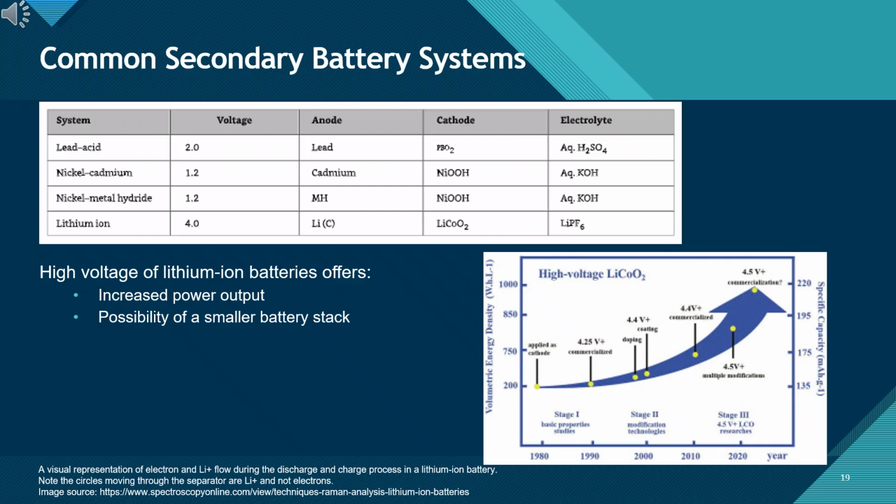Additionally, the trend chart illustrates the evolution of battery performance over time, showing a sharp upward trajectory in both volumetric energy density and specific capacity since the 1980s. This underscores how lithium-ion technology has not only surpassed its predecessors in voltage, but has also continually improved in terms of energy efficiency and storage capability. Please take a moment to review both the comparison table and the performance chart in this slide. They highlight why lithium-ion remains the benchmark in modern battery systems.